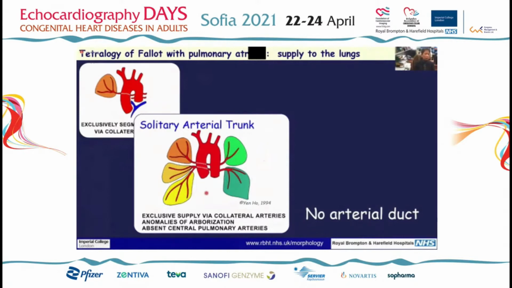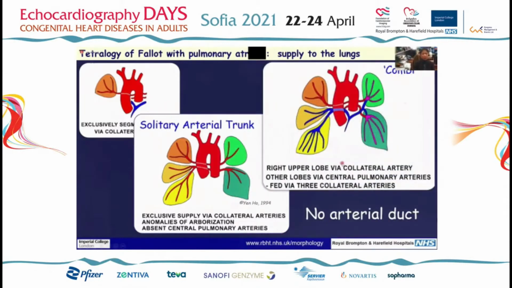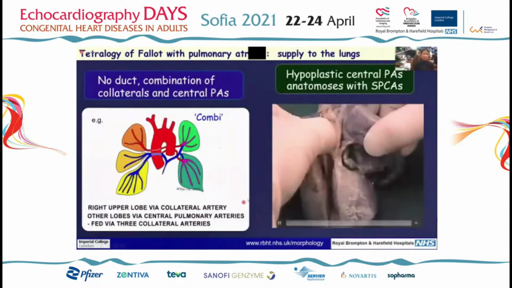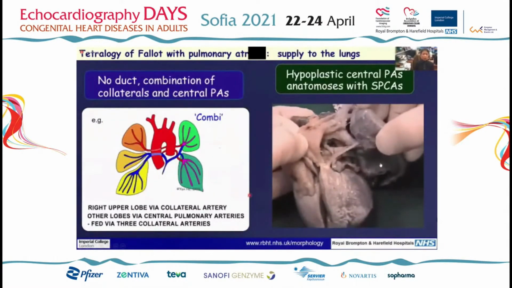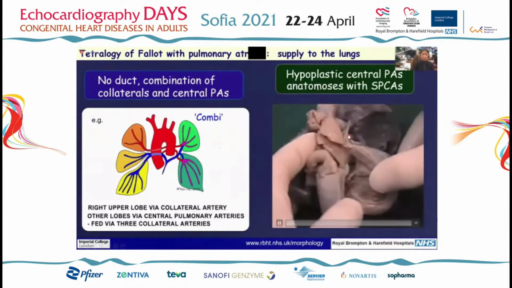Then you have this situation, which we see more in our heart specimens in our archive, which I call a combination kind of supply, in the sense that there are native pulmonary arteries and also some supply via collateral arteries, and some of these indeed do anastomose together. So an example of a combination kind of situation, look at a narrow pulmonary trunk and bifurcation.